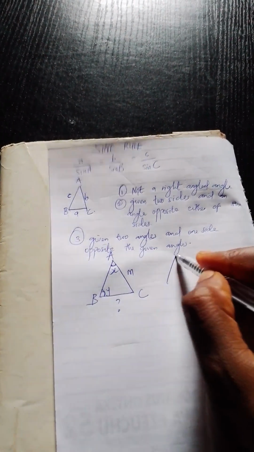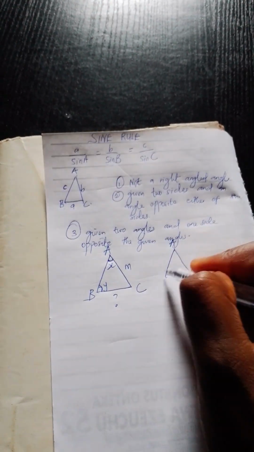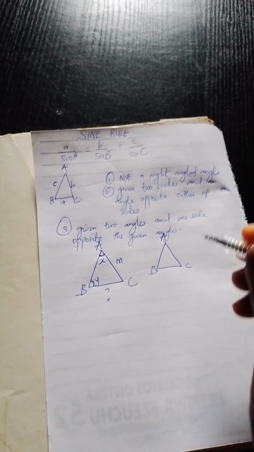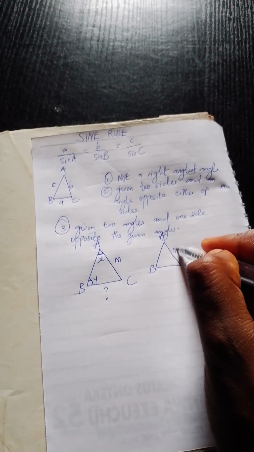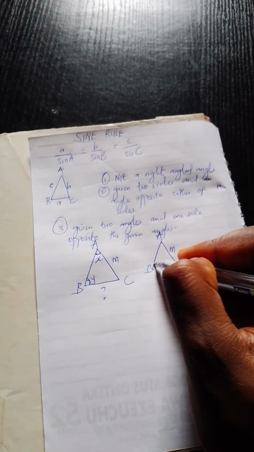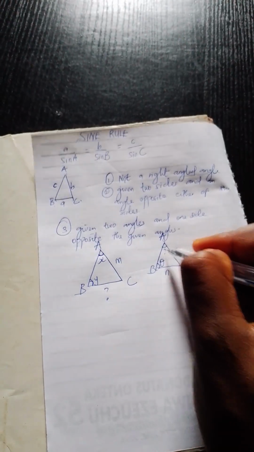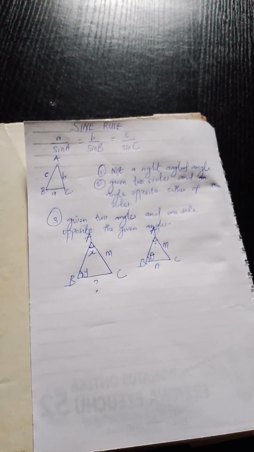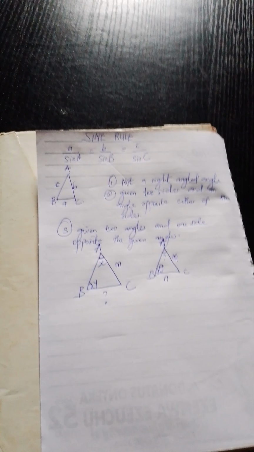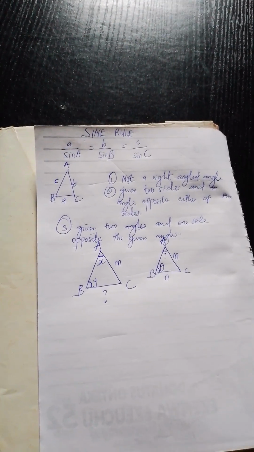Also, if I'm given a triangle ABC, and I'm given that this is my M and this is my N, and I'm also given that this angle is theta, and I'm required to find this angle here, I can also make use of sine rule. So these are the conditions for us to make use of sine rule.